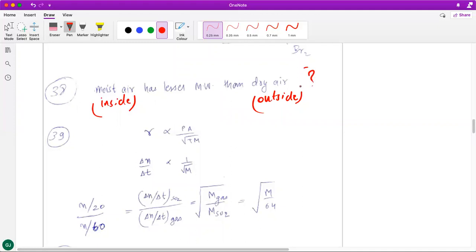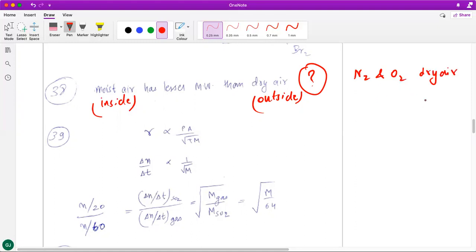Now, if you are contemplating why the molecular weight of moist air is lesser than that of dry air, this is something that got covered in the mole concept chapter, but I'll still give a quick idea about it. That dry air is N2 and O2.